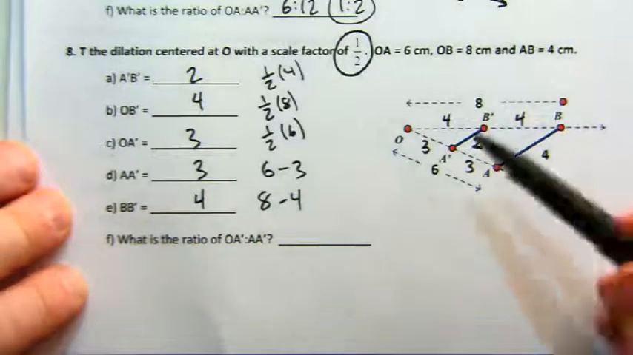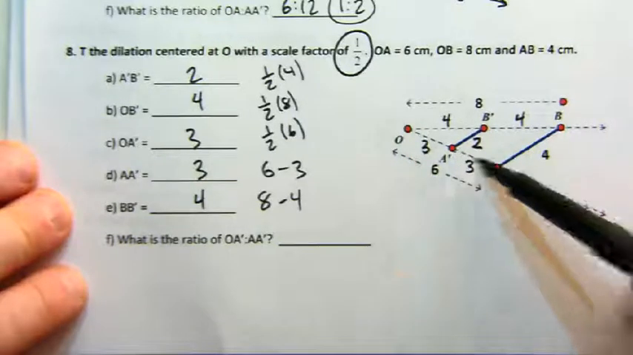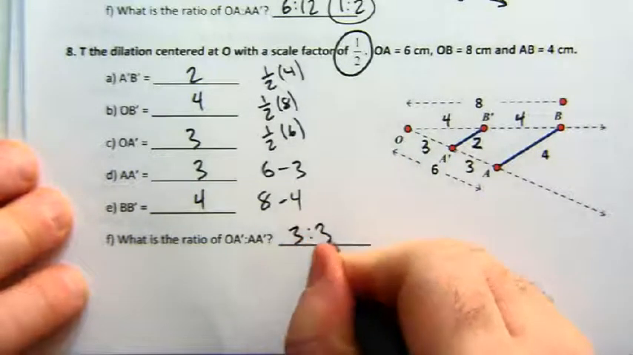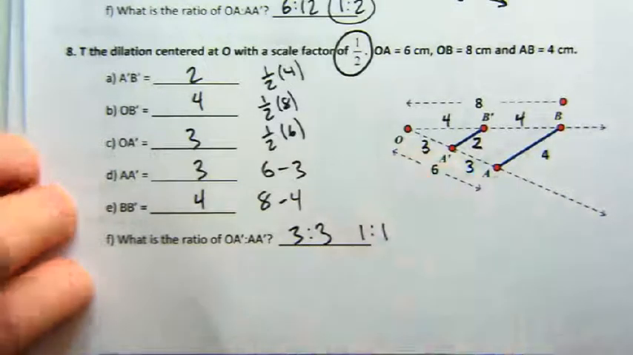And then it asks for the ratio between OA' to AA', which is 3 to 3, or in other words, a 1-to-1 ratio. These distances are a 1-to-1 ratio.